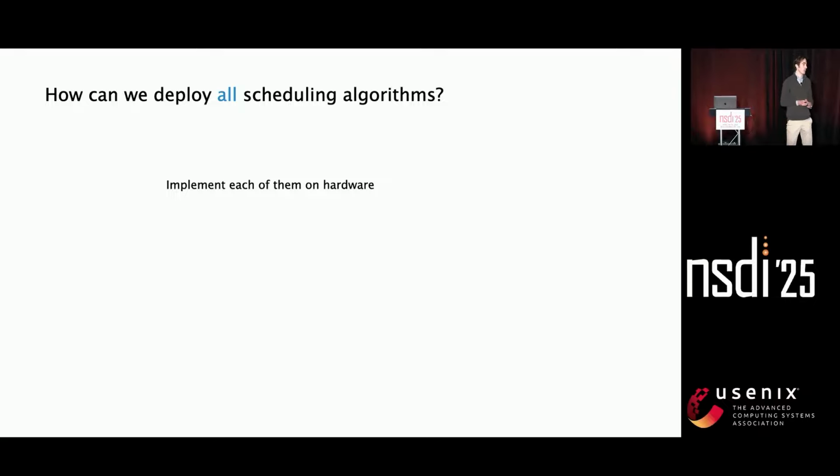A naive way to do it would be to try to go ahead and implement each and every one of those schedulers. But of course, the resources that we have on existing ASICs are limited, and this naive solution will not scale. Another option would be to try to come up with a universal packet scheduler, meaning a scheduling algorithm that could outperform all the others and that could be used as a wildcard in any situation, in any scenario. Well, recent work has shown that a universal packet scheduler does not exist.